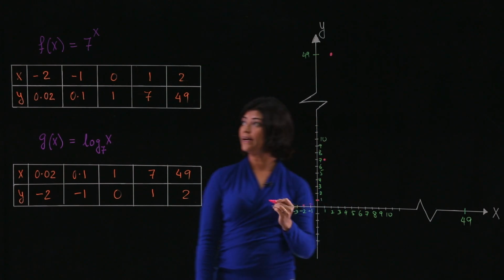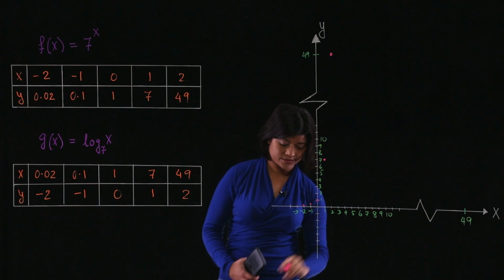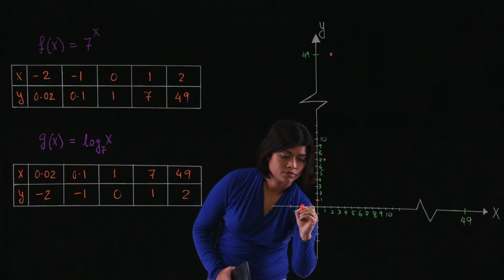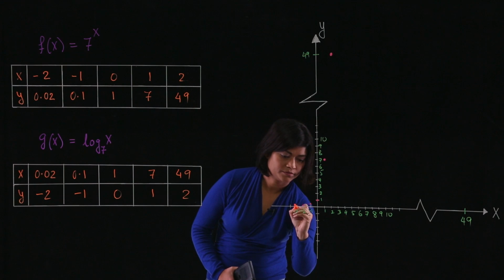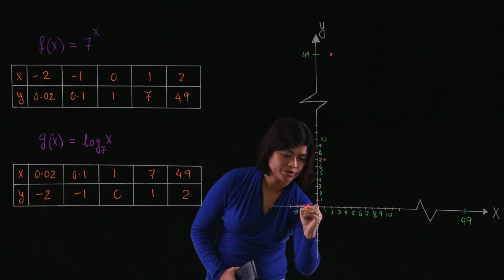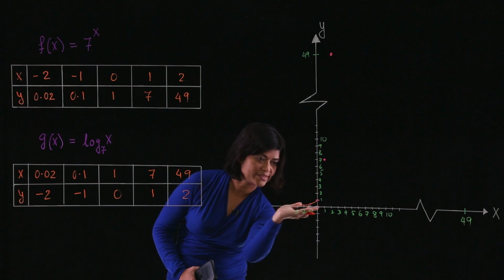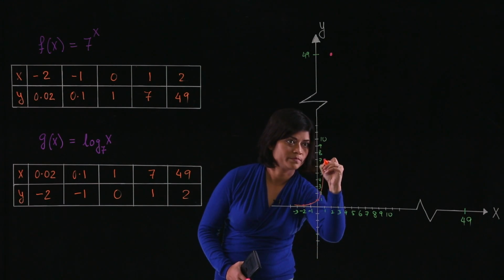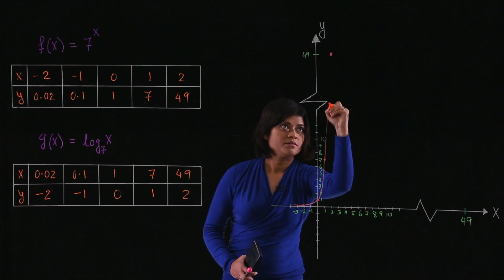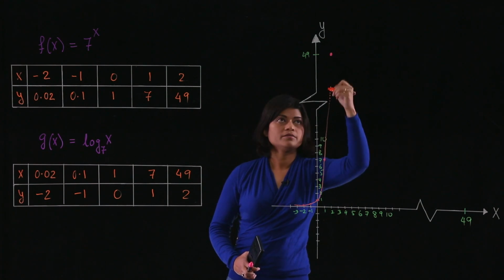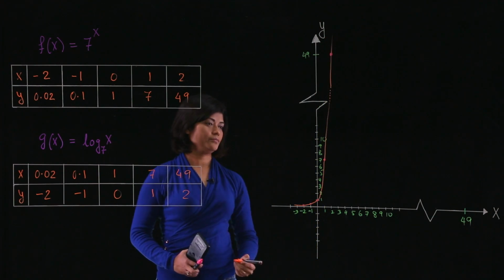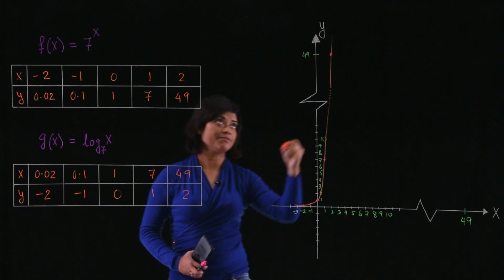So you can see that 7 to the x looks like this, approximately. So you join all these points. So it will get very close to x-axis and then it will jump up. And you see, it will go on and then keep going. All right, so that's 7 to the x.